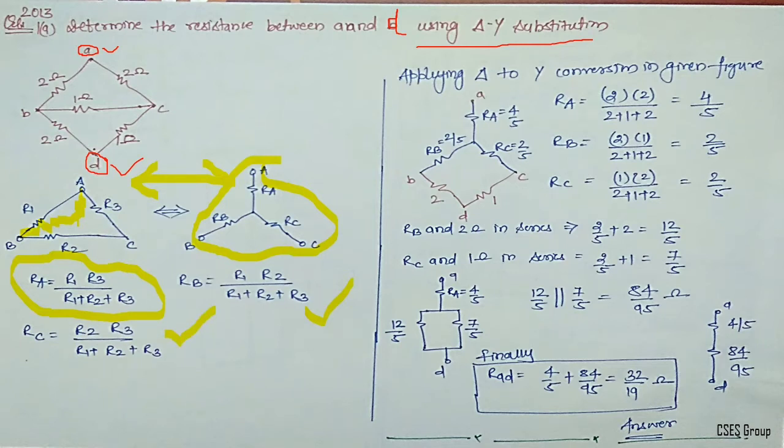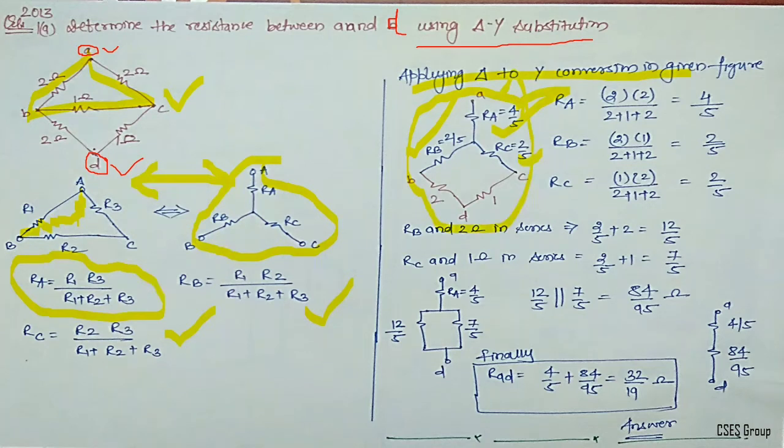Now let us apply this delta Y to the given question. I am using the upper triangle of this figure. You can even apply it to the lower triangle, you will end up with the same answer. Obviously I am using the upper triangle, so let us apply that. If you apply, RA is equal to 4 by 5, RB comes out as 2 by 5 and RC comes as 2 by 5. So these three resistances are with you. Now if you replace it by this Y in this figure, you will find the equivalent figure as this one.